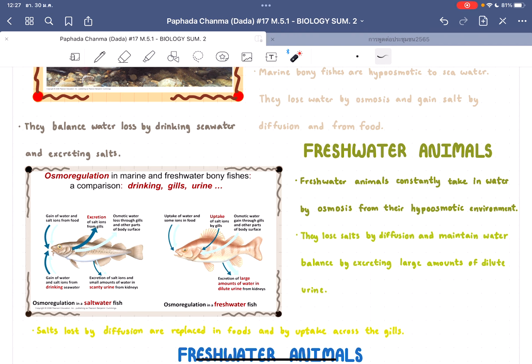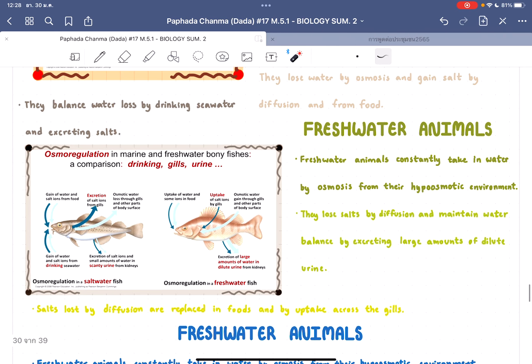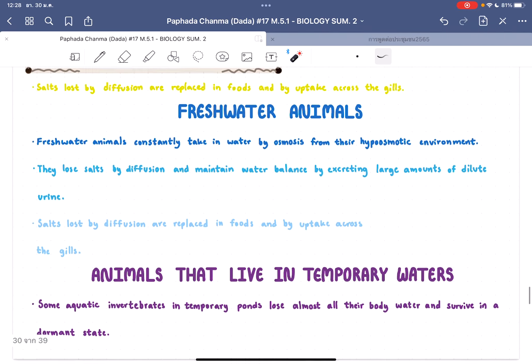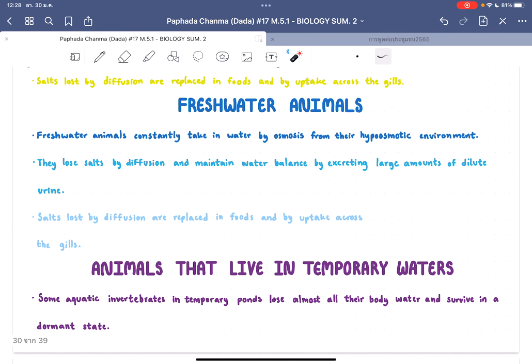Freshwater animals. Freshwater animals constantly take in water by osmosis from a hypoosmotic environment. They lose salt by diffusion and maintain water balance by excreting large amounts of dilute urine. Salt lost by diffusion is replaced in food and by uptake across the gills.